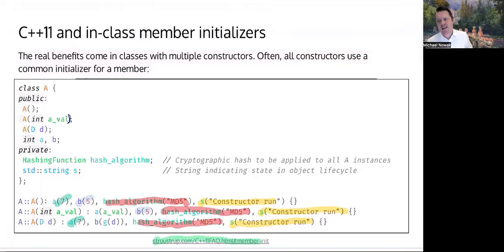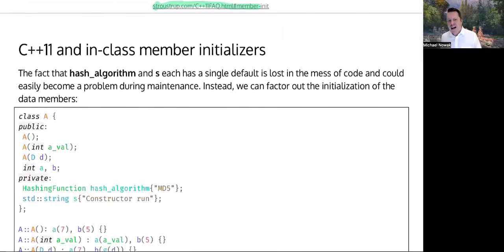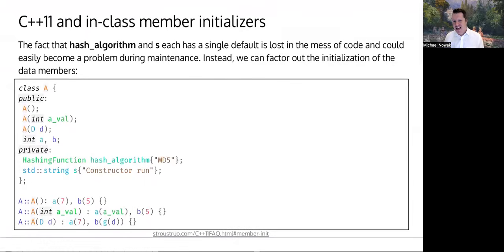What we're going to see is that by using a combination of the initializer list and in-class member initialization, we can refactor out this commonality and set up a way to say, effectively, if a data member is not provided an initializer within the initializer list, we'll defer to the in-class member initialization. The fact that hash algorithm and S each have a single default is lost in the mess of code and could easily become problematic during maintenance.